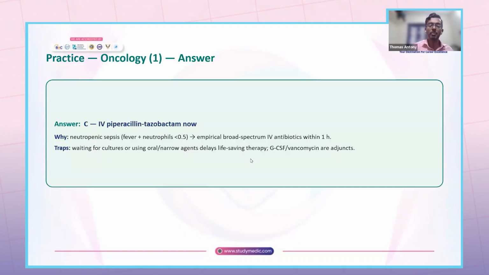So we have IV piperacillin-tazobactam now because this is neutropenic sepsis. Empirical broad spectrum IV antibiotics within the hour. Waiting for cultures or using oral or narrow agents delays life-saving therapy.